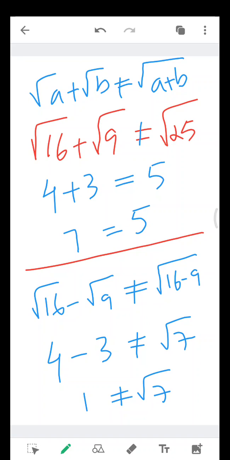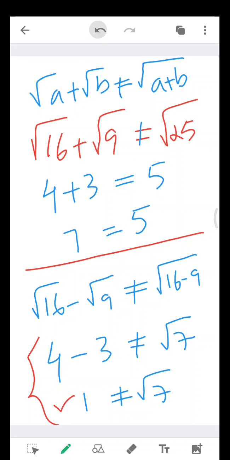Never subtract the roots like this or add them in that way. You can simplify them separately. This is the correct way. If you get root 16 plus root 9, proceed in this way: 4 plus 3, and that equals 7. Individually you solve it, don't add under the root. If you get root 16 minus root 9, individually you solve it, don't subtract under the root, that will give you a wrong answer. Root 16 is 4, root 9 is 3, and 4 minus 3 is 1. This is the correct answer.